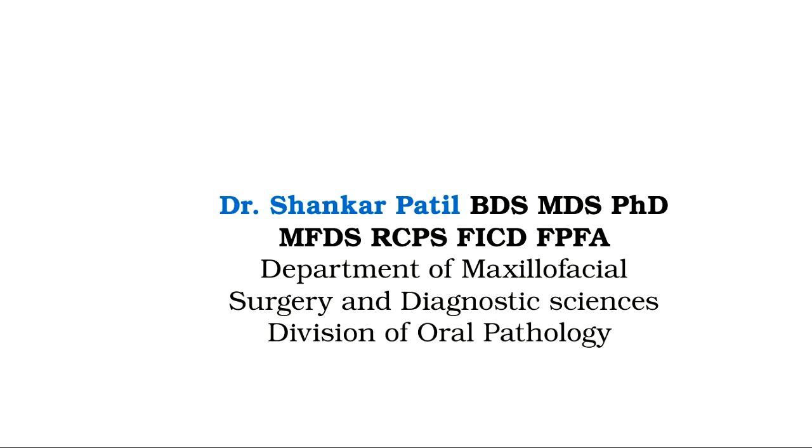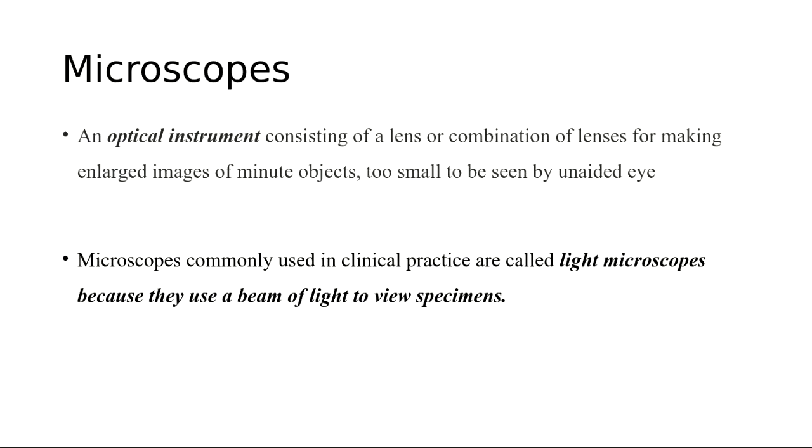So I have already told you about myself. Then what are microscopes? It's an optical instrument consisting of a lens or combination of lenses for making enlarged images of minute objects too small to be seen by the naked eye. So first of all, it is an optical instrument. It uses a combination of lenses. Different lenses are there, and it will enlarge the minute objects which you cannot see with your naked eye.